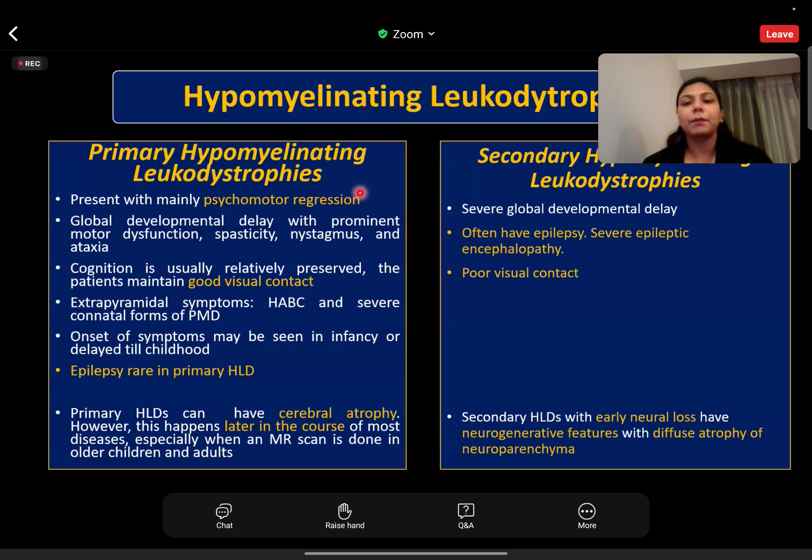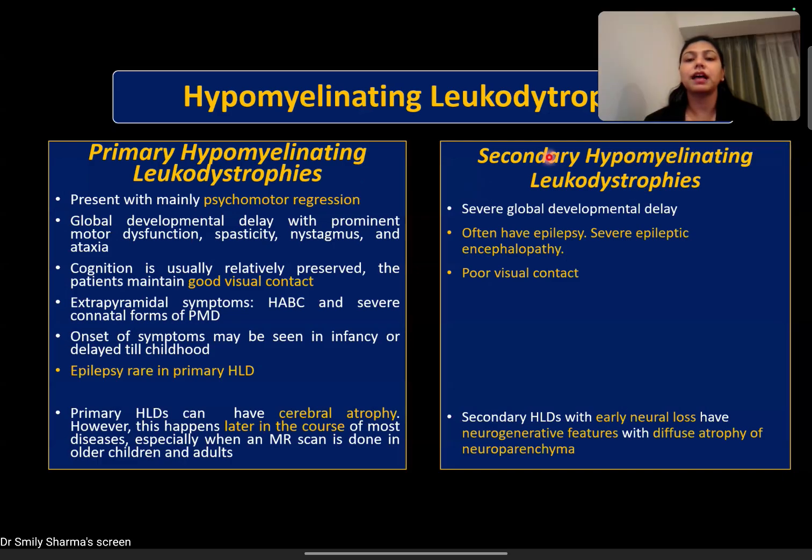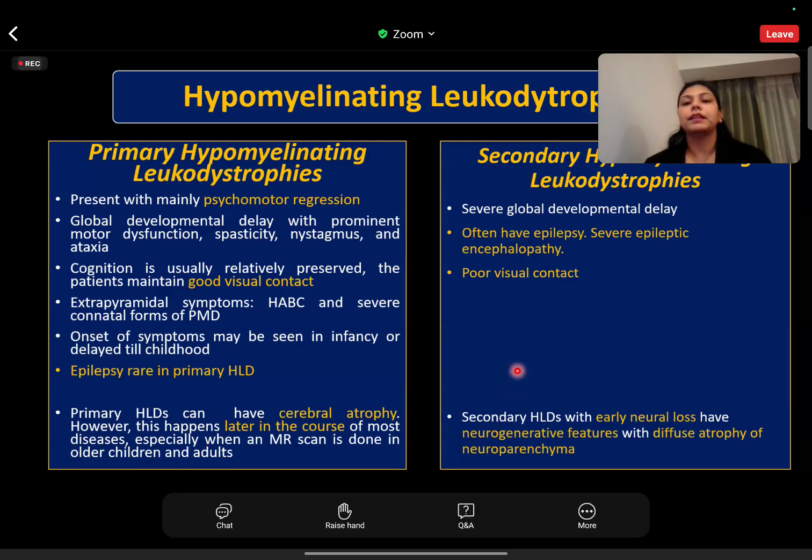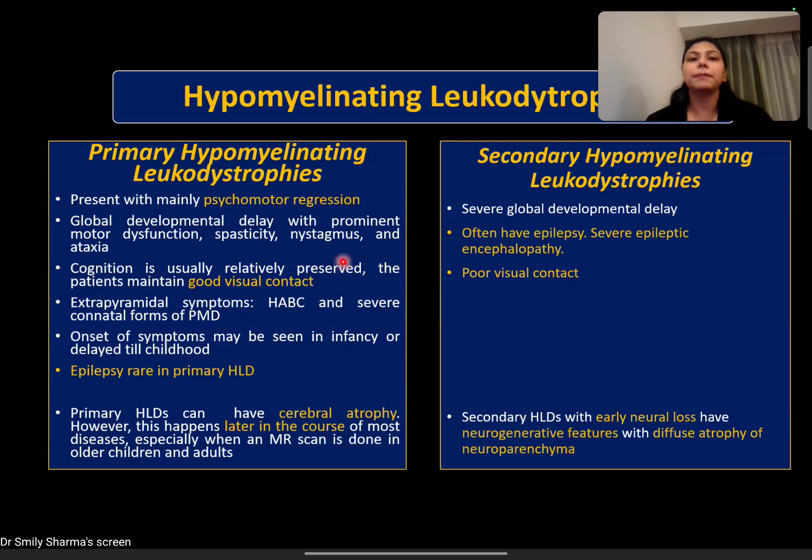Whereas in the secondary hypomyelinating leukodystrophies, these patients are more severe. They have severe global developmental delay. They often have epilepsy and can present with epileptic encephalopathy, and they have poor visual contact. These are basically neurodegenerative disorders. So when we do MRI, even at an earlier age, they will have a lot of neurodegenerative features with marked atrophy of the parenchyma. Whereas in primary hypomyelinating leukodystrophies, there may be atrophy of the parenchyma, but it usually occurs later in the course of disease, and the initial MRI may not show as much atrophy as in older patients.